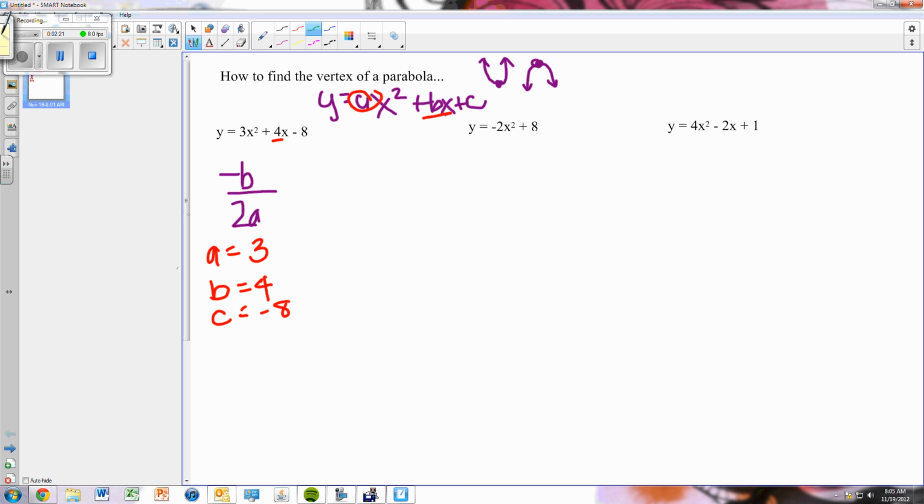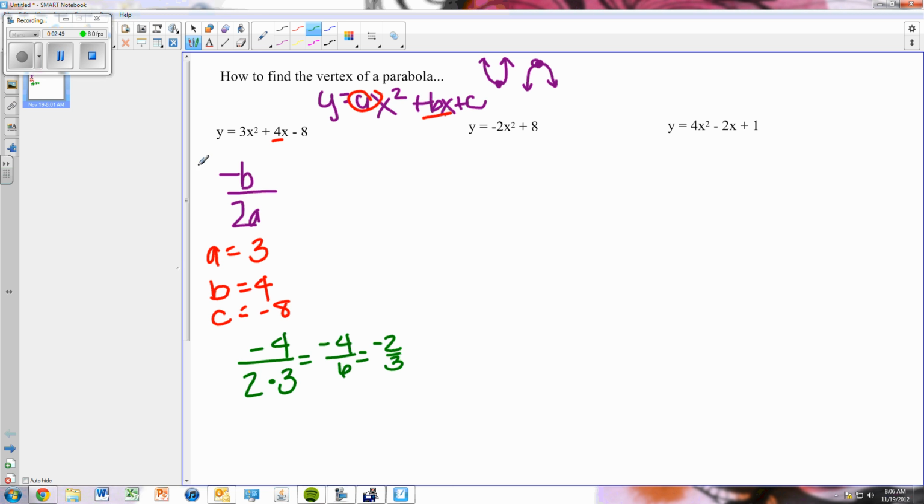So the formula says negative b, which really means the opposite of b. So that would be -4 divided by 2 times a, and we know that a is 3. Well, 2 times 3 would be 6, so I'll have -4 over 6. Can't divide that, but I can reduce that to -2/3. So that would be half of my vertex.